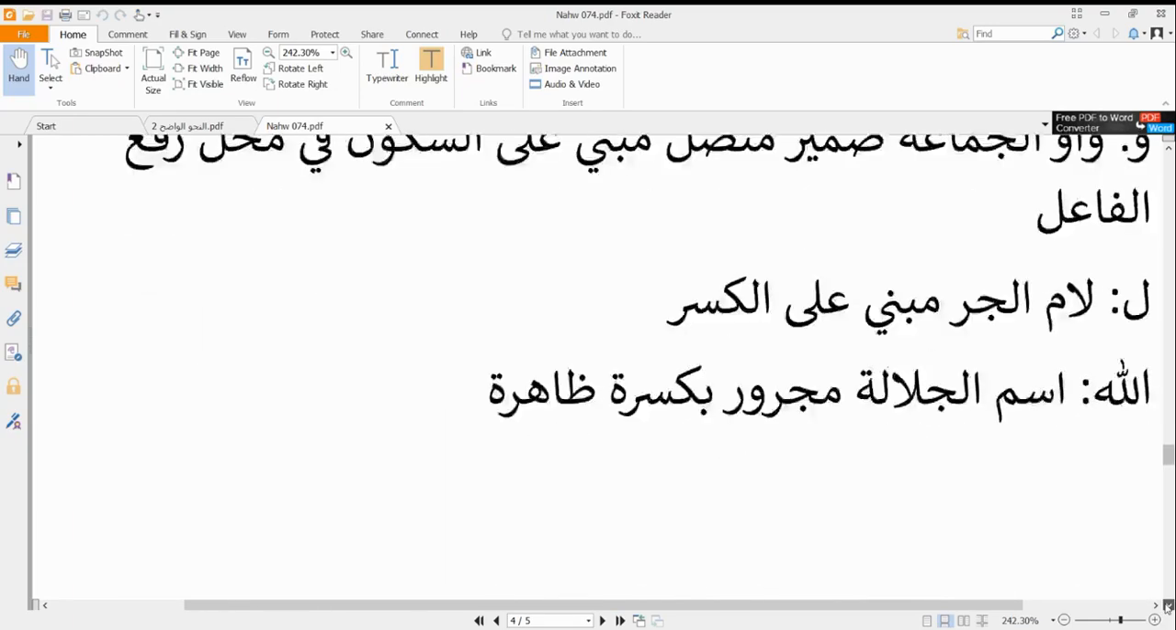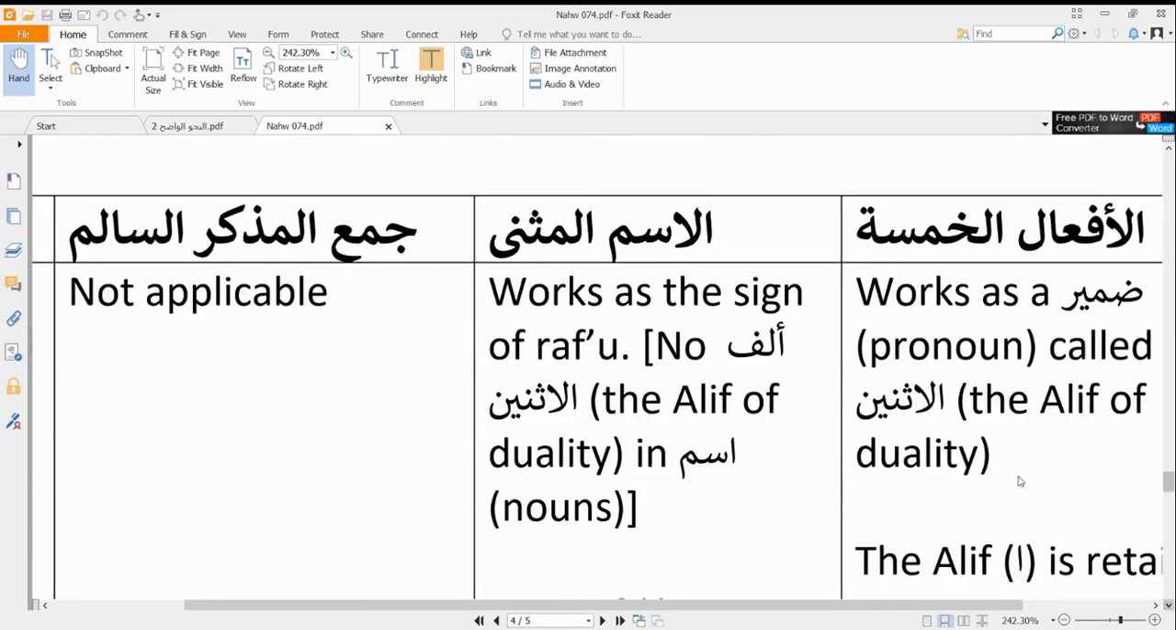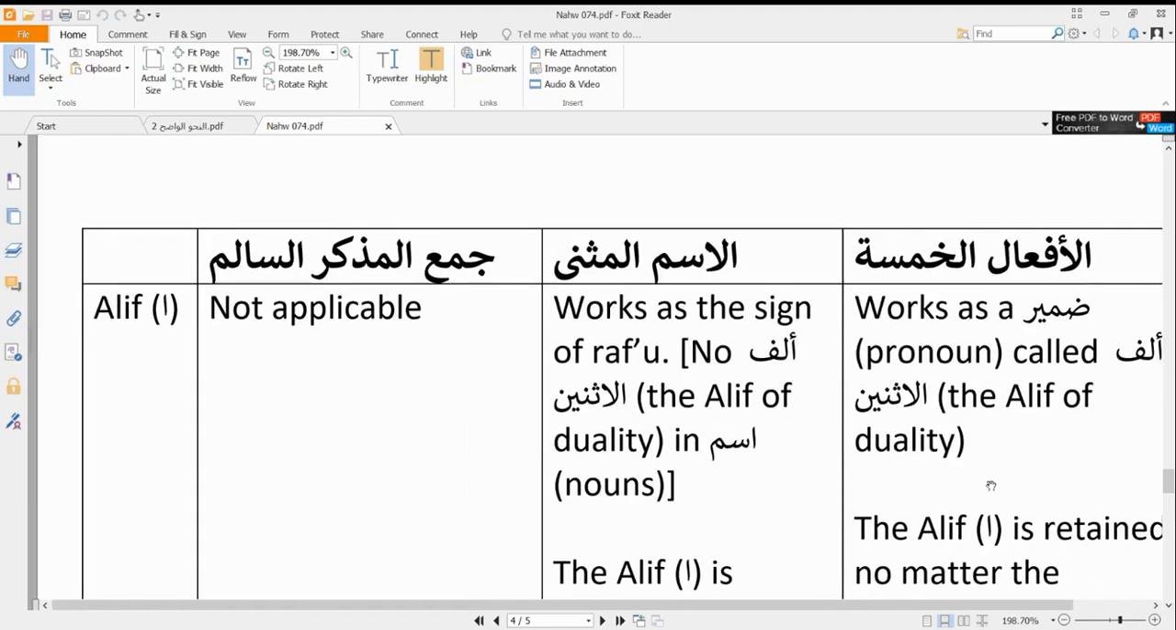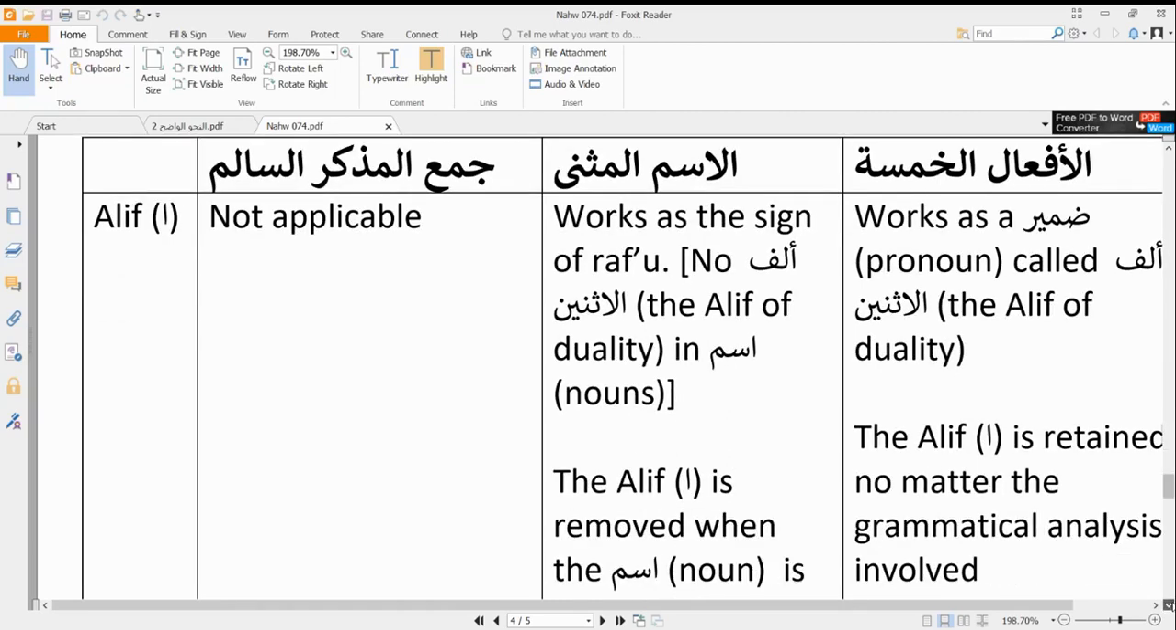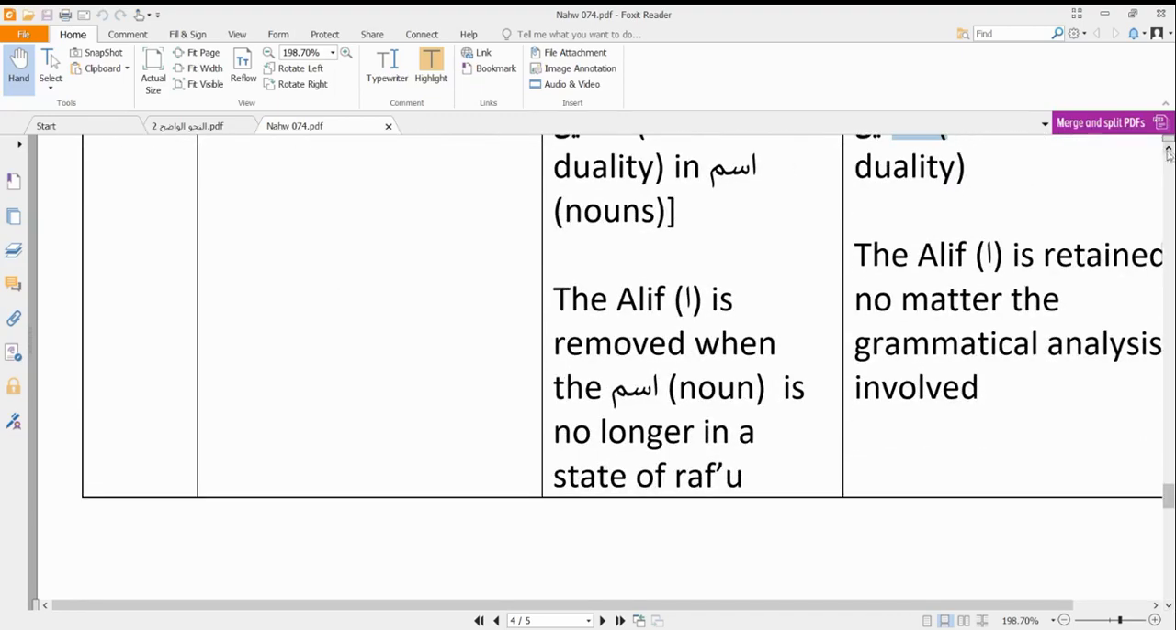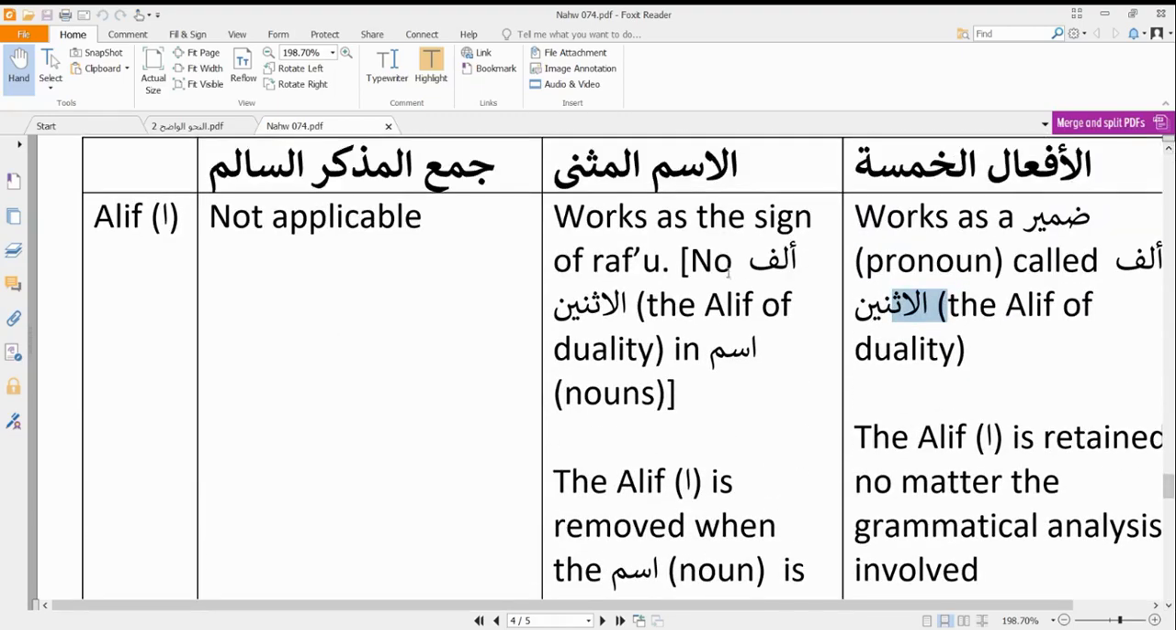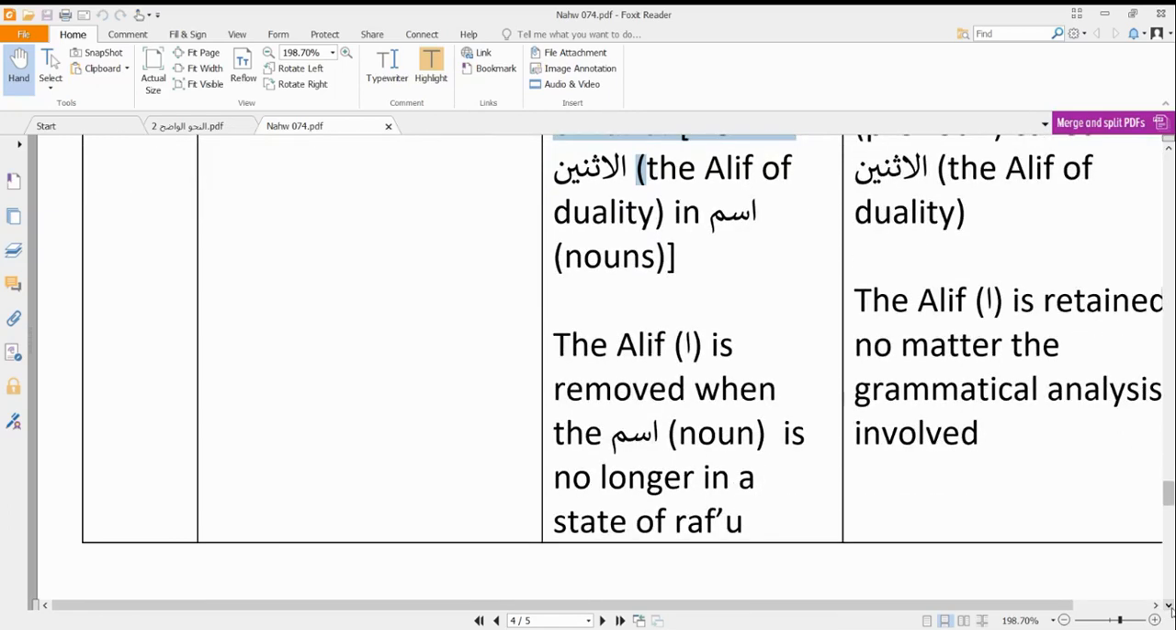So a very brief recap, summarized in this table: when we have alif in the af'al al-khamsa, like yaf'ala, like yuslimani or tuslimani, that alif functions as an alif al-ithnain, and it is a domir. So no matter the i'rab, the alif is retained. On the other hand, when we have ismul muthanna, that alif is a sign of raf'u, like muslimani, and that alif is removed whenever the word is no longer in a state of raf'u.